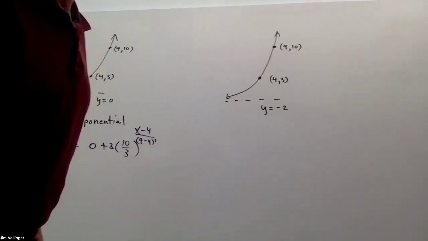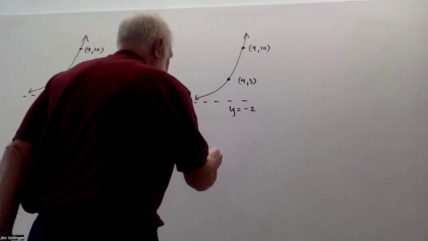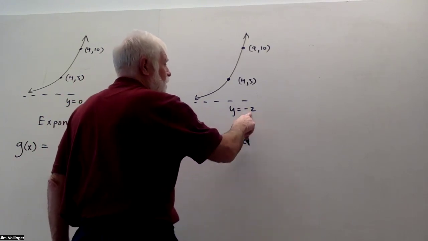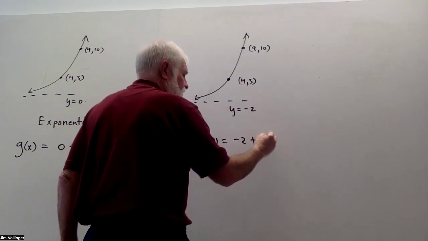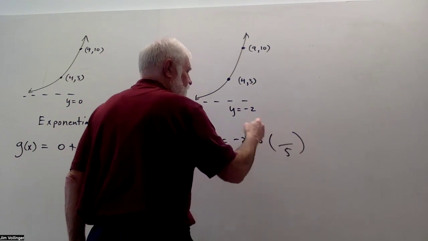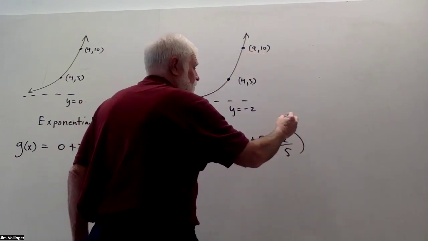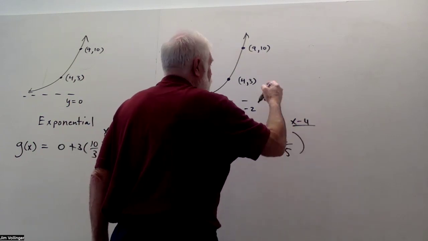Asymptote of -2, so we're going to measure change from -2. So g of x equals -2. How do I get from -2 to 3? I go up 5. Next time I don't go up 5, -2 to 10, I go up 12. And I still have my x minus 4 over 9 minus 4.